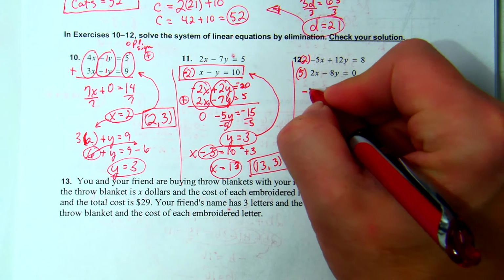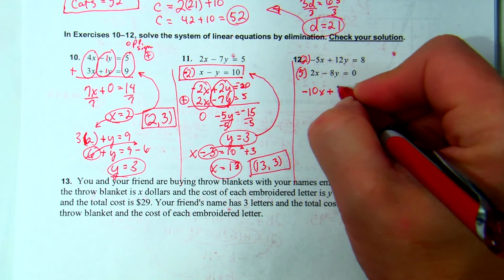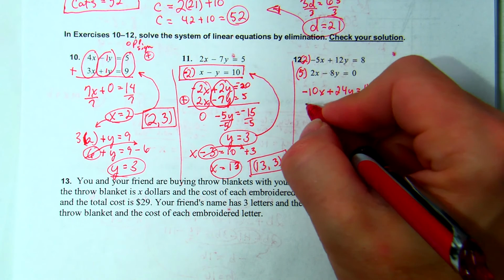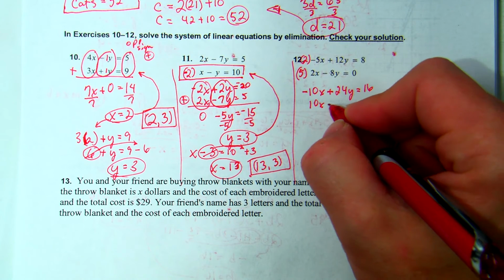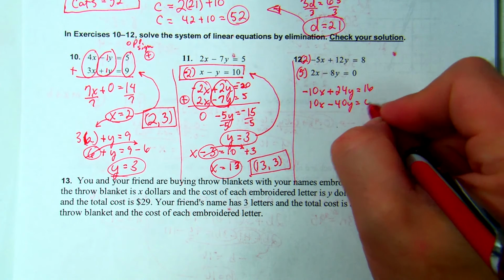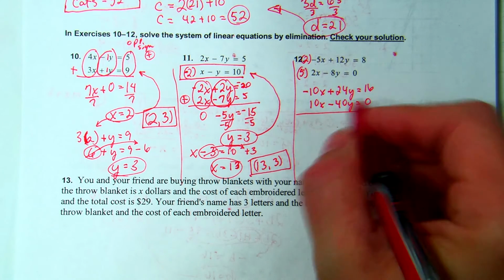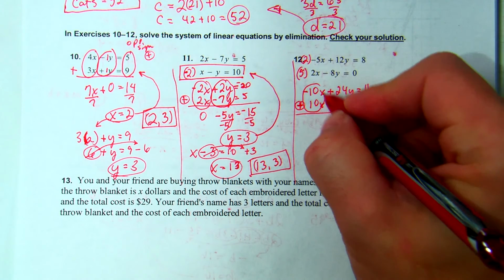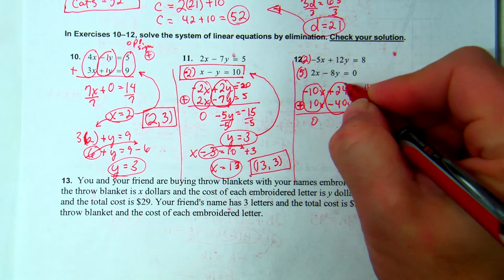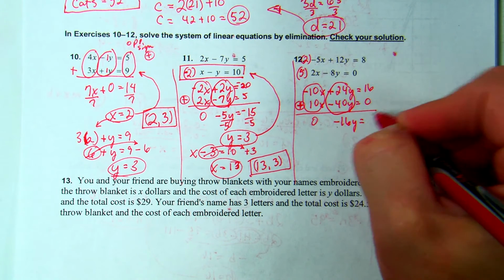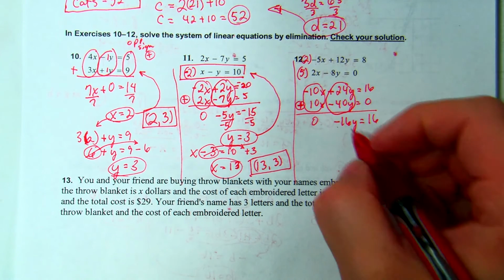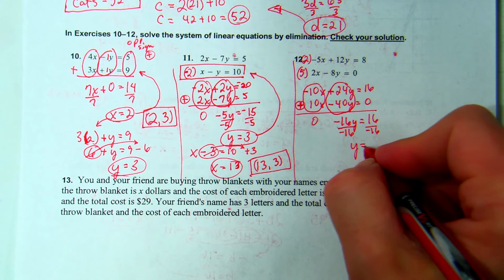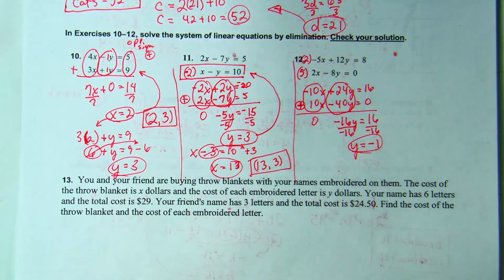So rewriting this top equation, I'm going to have negative 10x plus 24y equals 16. Rewriting the bottom equation, I'm going to have a positive 10x minus 40y equals 0. And then, because I have opposite signs, I can add all of my terms. So these will go away. This will become a negative 16y, and 16 plus 0 is 16. I'll divide by negative 16, divide by negative 16. Y is going to equal a negative 1.